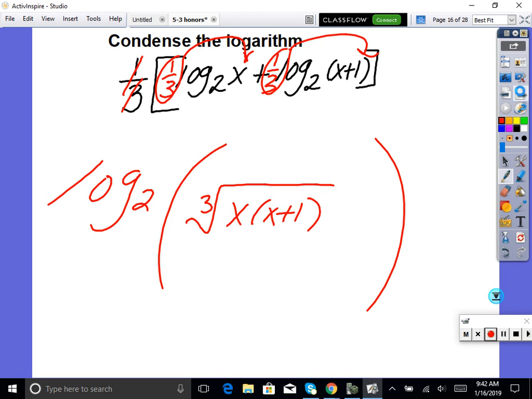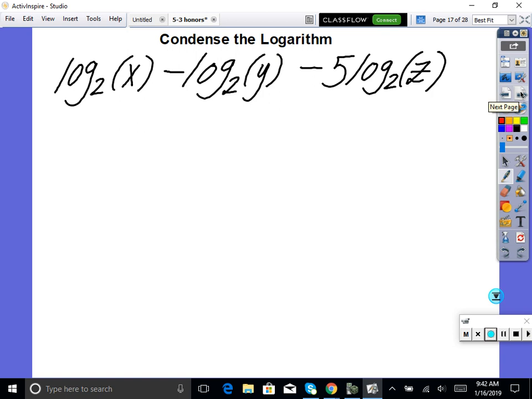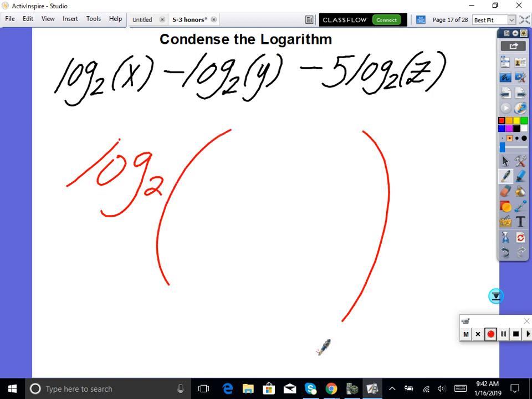Try again. Condense the logarithm. We'll just keep getting harder and harder. So once again, the easiest place to start is go, okay, so 1 log base 2, put in some major parentheses, and then just start putting stuff in. Step problem. What goes on top? X, good. Divide. Y, Z to the 5th. Does everybody see? When there's a subtraction, it just flips it. All good? Pretty straightforward stuff, huh?